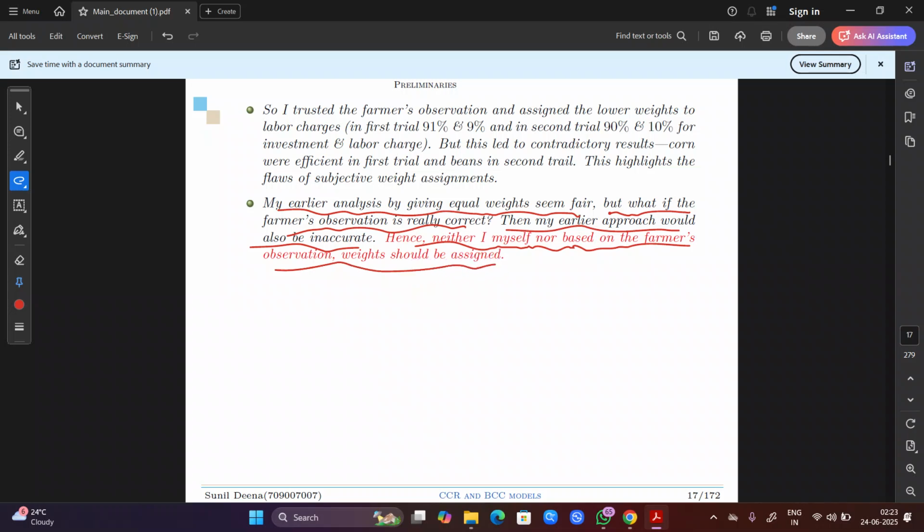Now it is very difficult to give the weight, because for 100% there is a problem, and for 90, 91% also, because we are getting a different result. If we fix 100%, the farmer is unhappy, because he says he is not satisfied with my observation for the labor. If I decrease the amount which I am paying for labor, then also I am very happy.